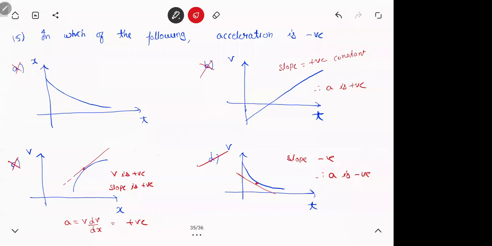So eliminating options, sometimes what will happen? Once you get the right answer and you're sure that is the answer, there's no need to check others. So that is one advantage. I'll turn the page for that. So with this, we are done with the different types of graphs and different cases.